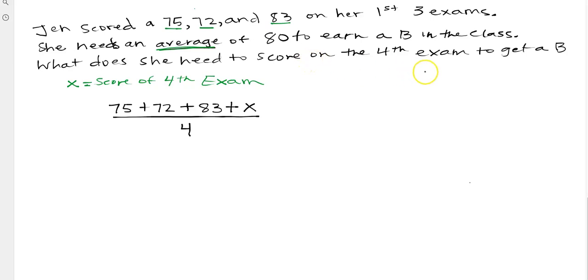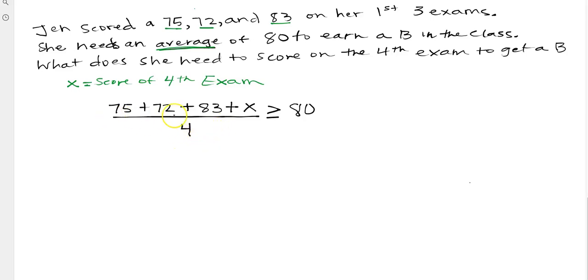And she needs at least a B in the class, right? So she needs an 80% or better to earn a B. So we're saying it needs to be greater than or equal to 80 in order for her to pass the class. So we'll write this as an inequality, and then we just need to solve this for x.